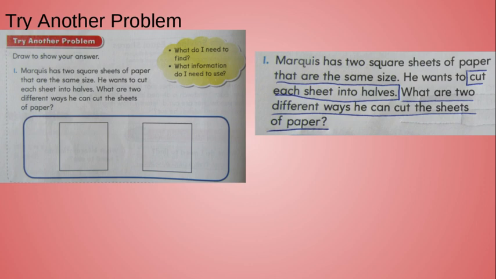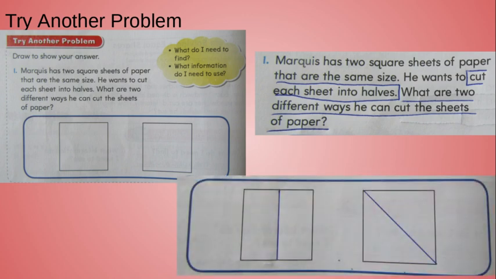That's a very important word in there, halves, because it tells me I'm cutting these sheets of paper into 2 equal pieces. That's what halves are. Again, though, when I look at that question, I have to do it in a different way each time. So here's 2 different examples of cutting those square sheets of paper into halves, 2 equal parts.